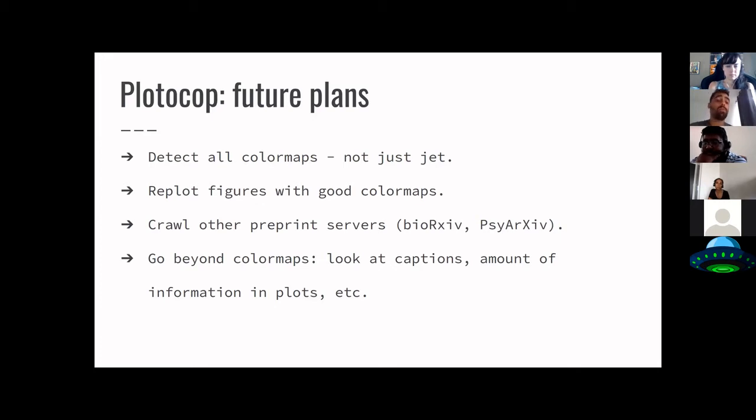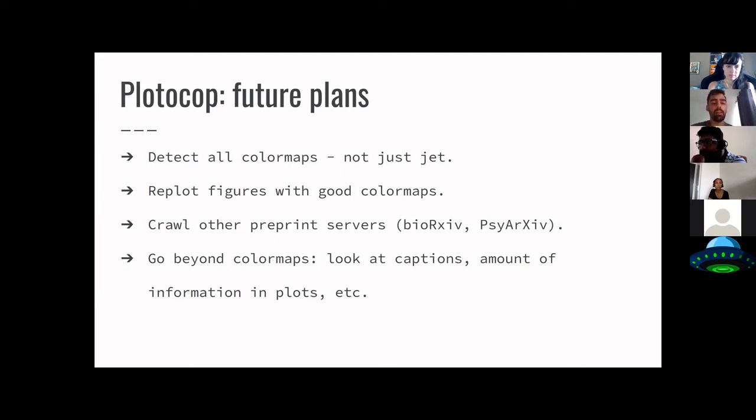We would like to be able to replot figures with good color maps. So for example, if we find something in a paper that uses a rainbow color map, we would like to replot it with Viridis. We'd also like to look at other preprint servers, not just arXiv. So we'd like to look at bioRxiv, SciArchive, potentially others.